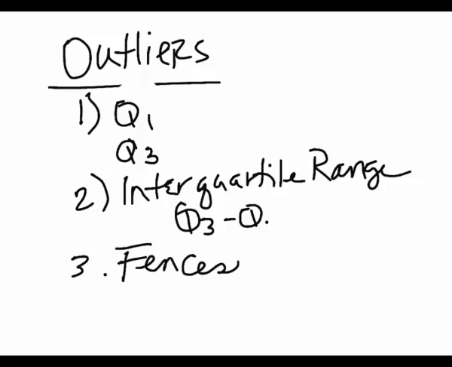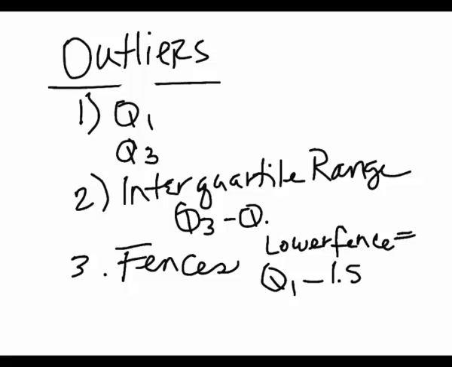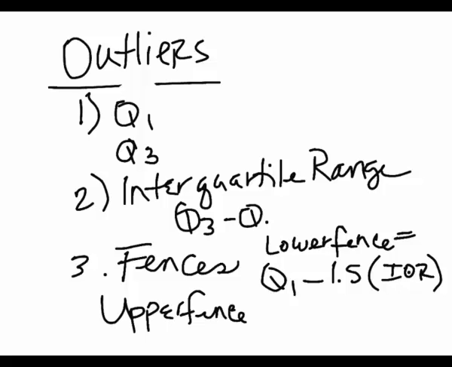To get the lower fence, you take Q1 and subtract 1.5 times your interquartile range. To get your upper fence, you take your Q3 and add 1.5 times the interquartile range.